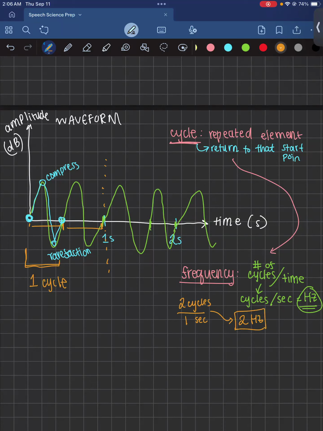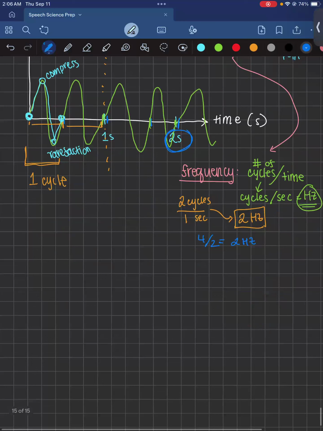And some cases may not be as easy to spot. So for example, you can always just divide the number of cycles by the amount of time to get the frequency. So even if I didn't have this 1 second mark here, if I see 1, 2, 3, 4 cycles, I see 4 cycles in 2 seconds, then I can just divide that out to get 2 hertz.